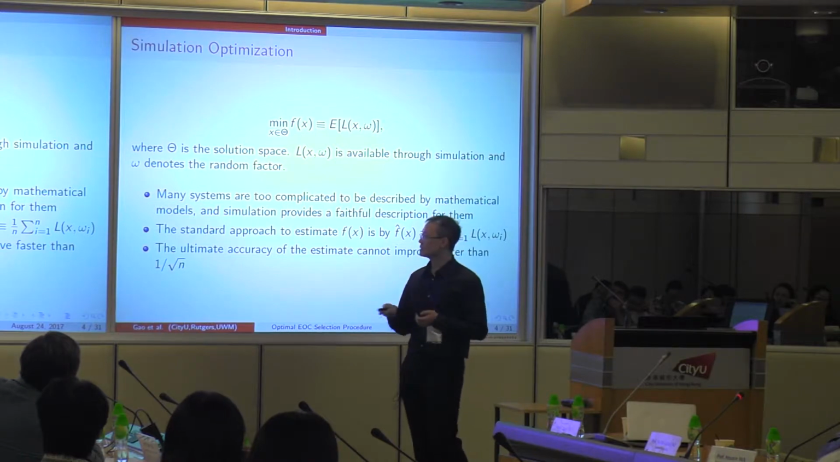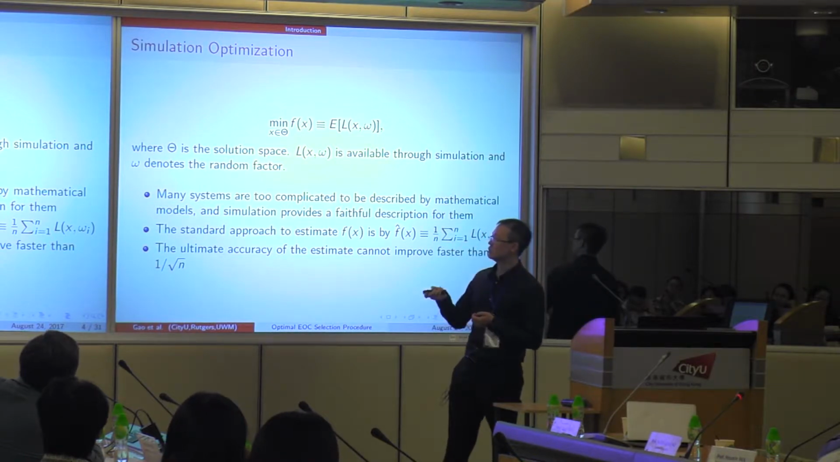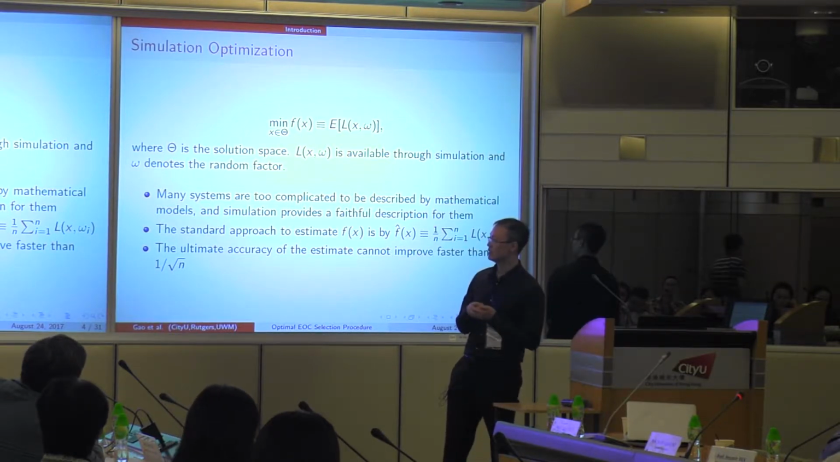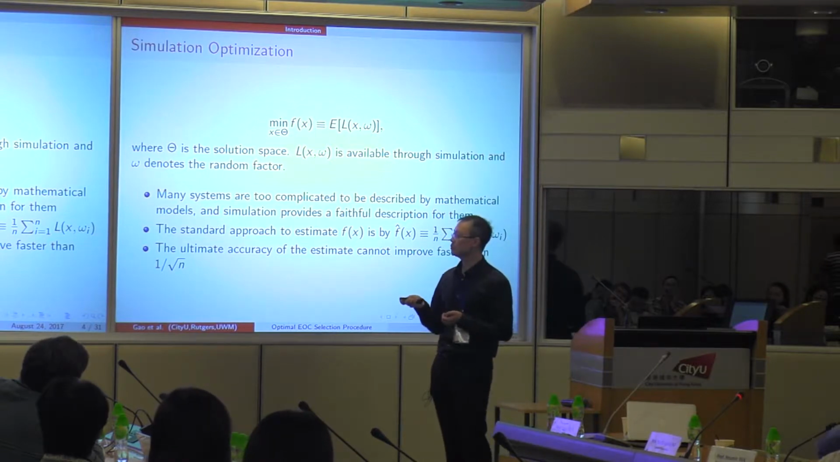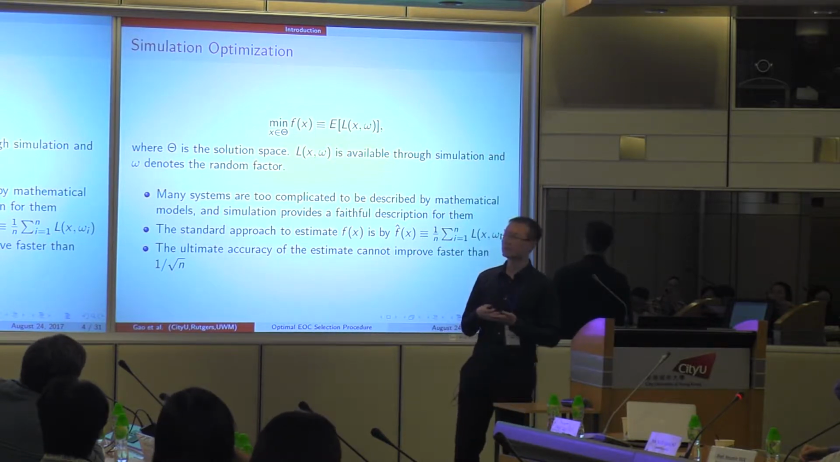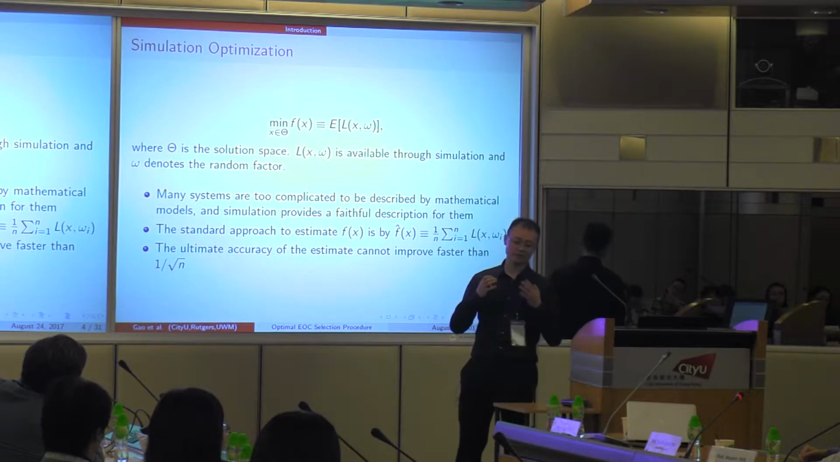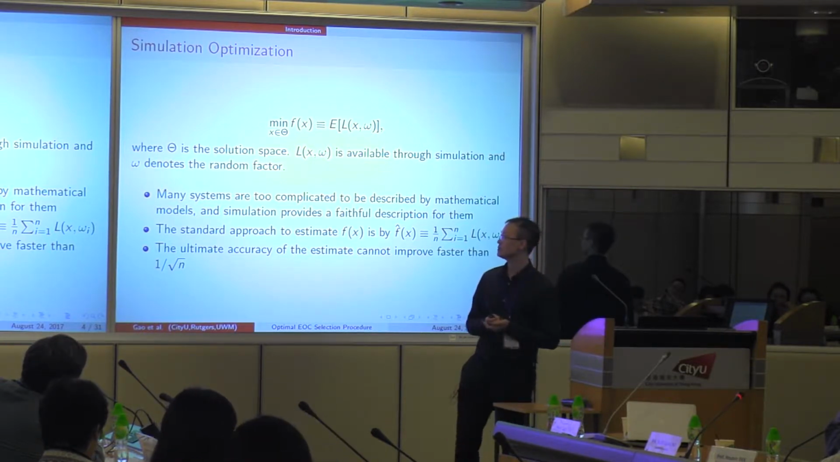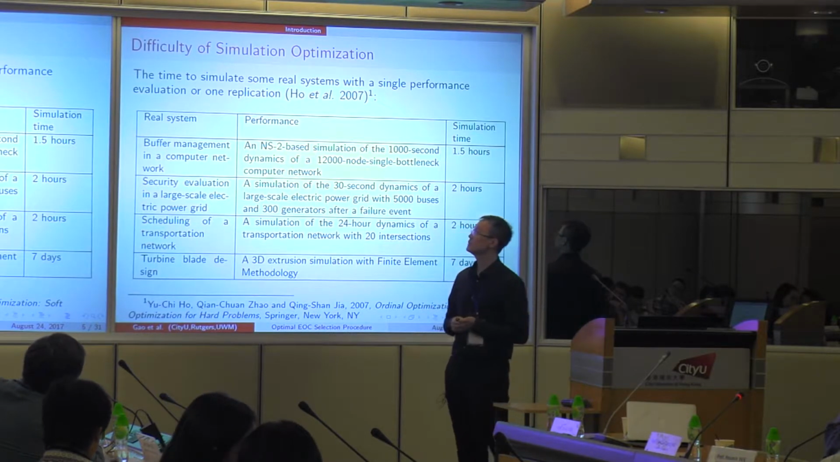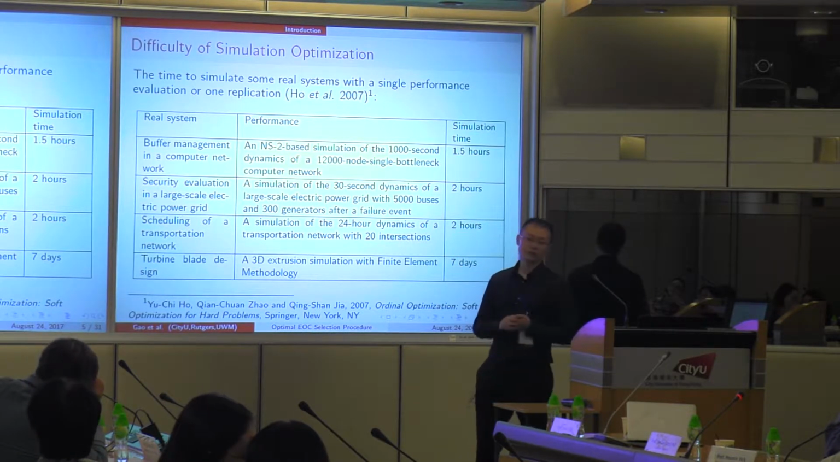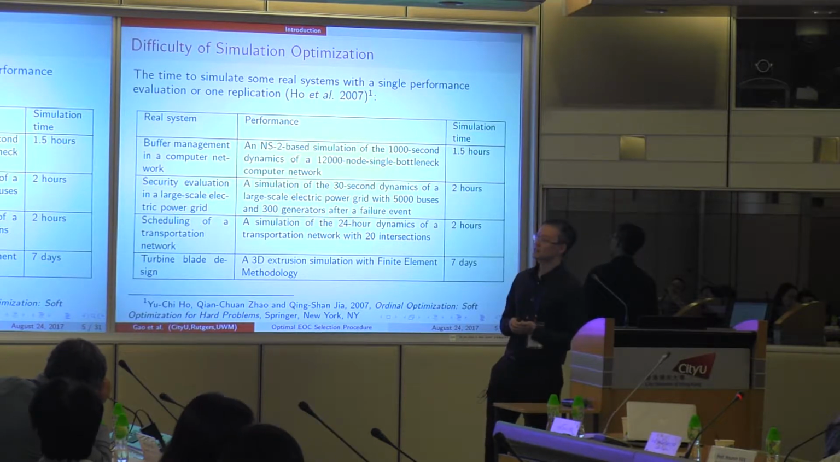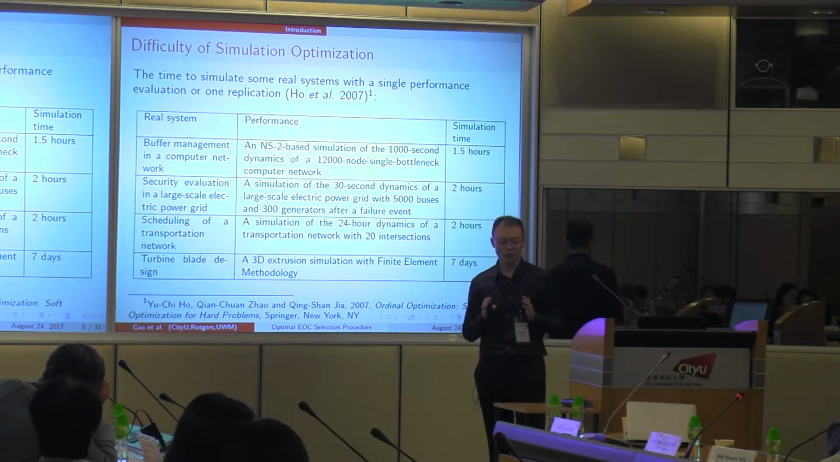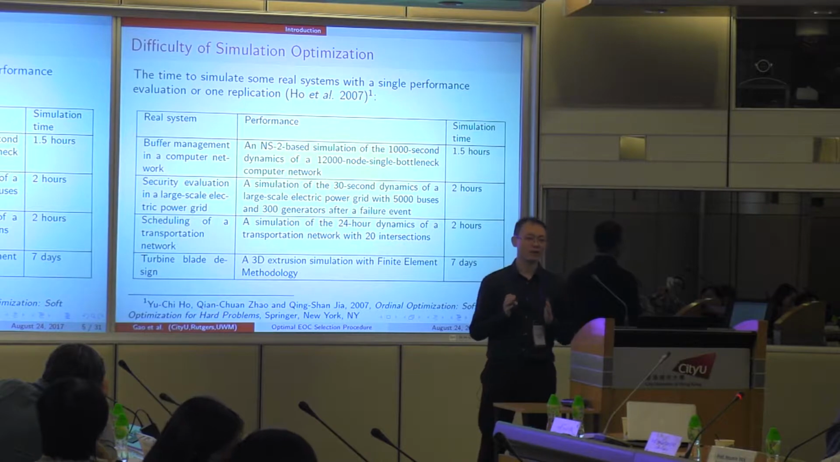But we all know that this estimate converges only at a rate of 1/√n to f(x), where n is the size of the samples. So this rate is relatively slow. This means that if we want a relatively accurate estimate of f(x), we might need a large number of samples. So one major difficulty in solving simulation optimization problems is that the time to perform one simulation run for some real-world systems might be very long.